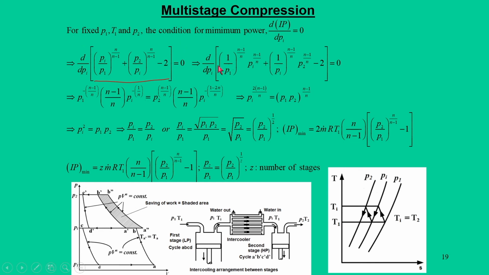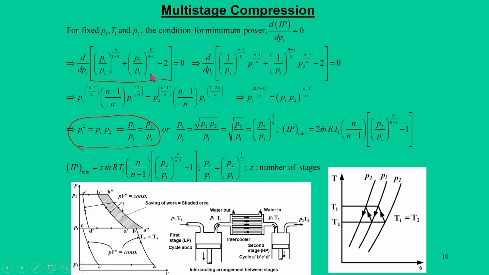After performing this mathematical differentiation, we land up with a very simple expression: Pi squared is equal to P1 times P2. So, it is a geometric mean. The intermediate pressure is nothing but the geometric mean of P1 and P2. There are other ways of rewriting the same expression, in the form of Pi divided by P1 being the square root of P2 by P1.